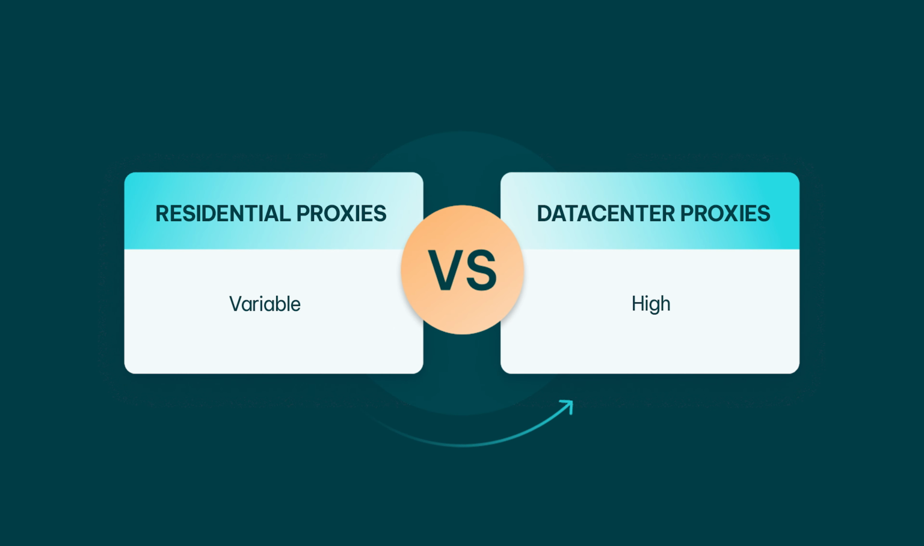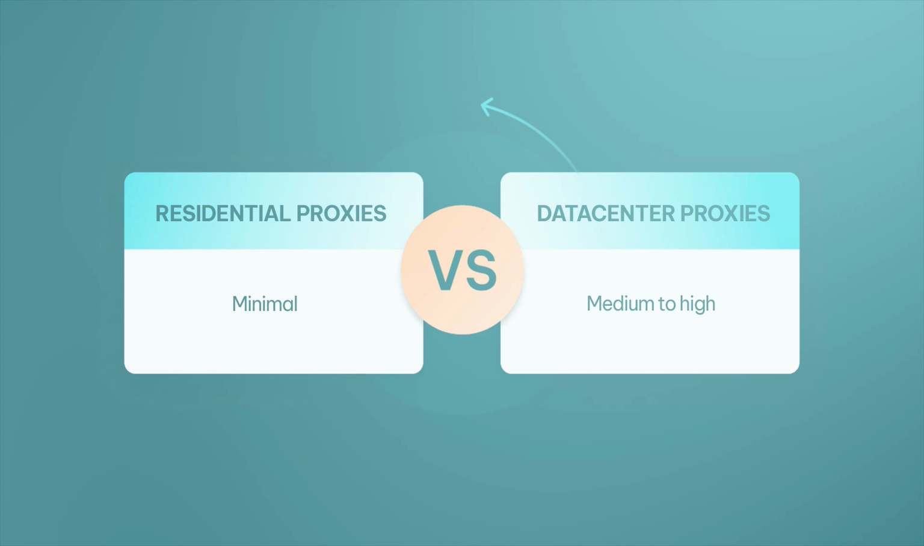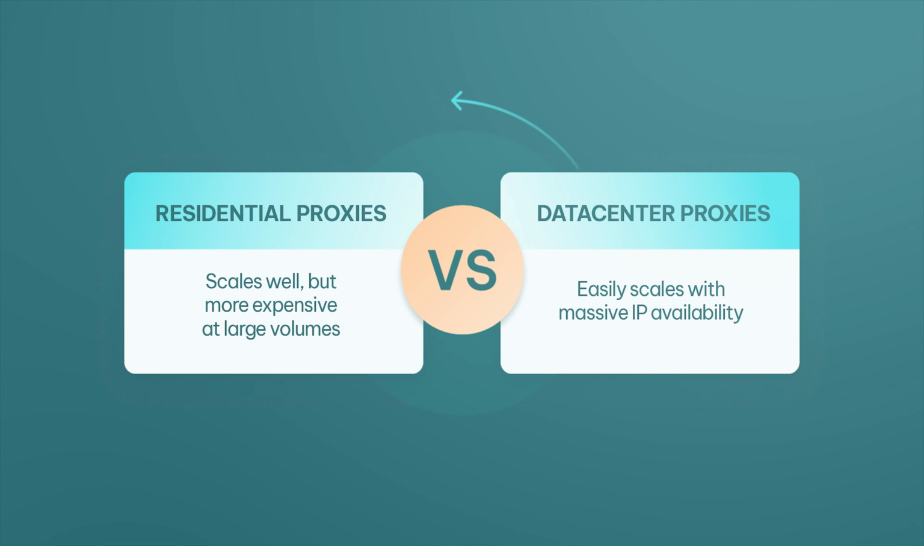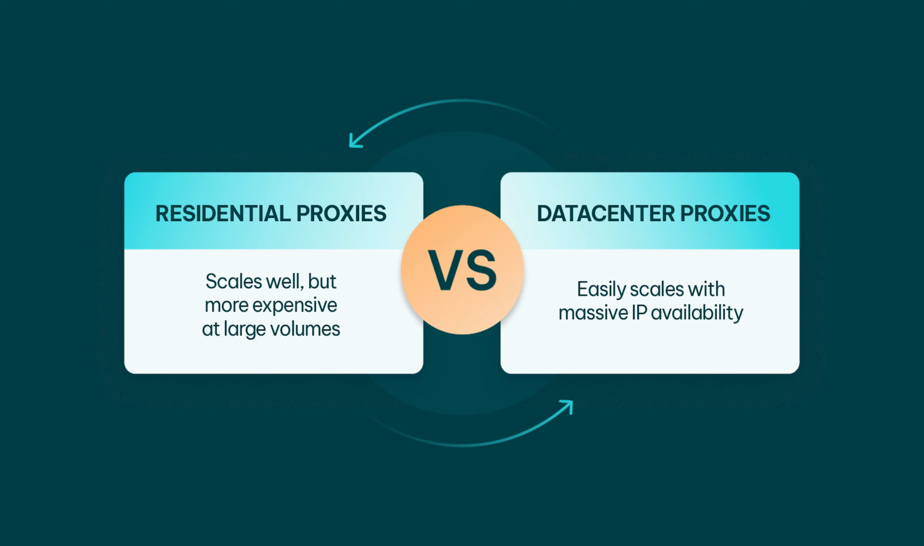Speed and latency. Data center proxies deliver consistent high-speed performance, while residential proxies may vary based on the end-user network. Detection risk. Residential proxies blend in as real users, so they're much less likely to get flagged. Data center IPs, on the other hand, are easier to spot and block, especially on platforms with advanced anti-bot defenses. Scalability. Both scale well, but data center proxies are more affordable to scale for large workloads.